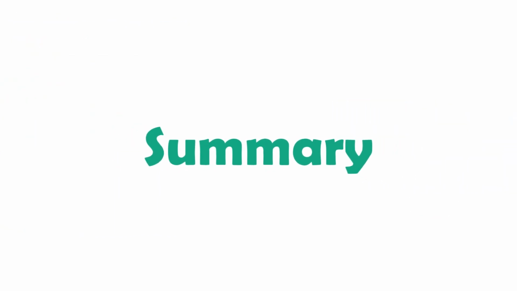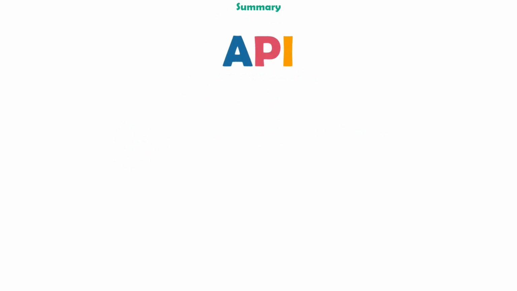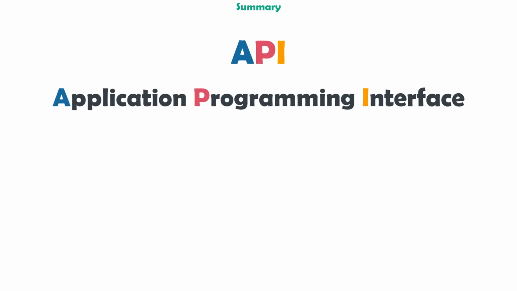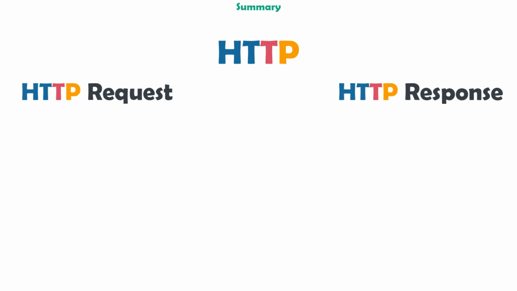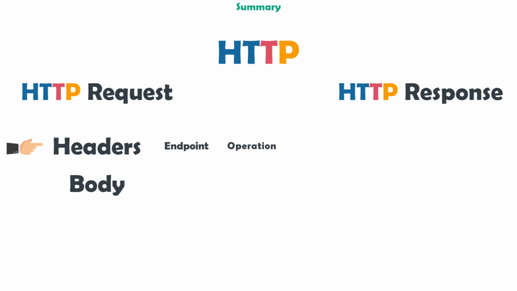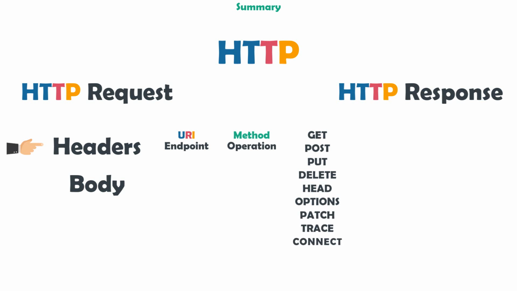Let me summarize what we just discussed, before we move on to the next part. APIs, Application Programming Interface, are interfaces that are used for communication between systems. Web APIs are based on HTTP. Main part in HTTP is the principle of HTTP request and HTTP response. HTTP request consists of headers and body. Headers consists of endpoint and operation. Endpoint is the URI. Operation is the method we use to do something. There are 9 methods for an HTTP request: get, post, put, delete, head, options, patch, trace, connect.